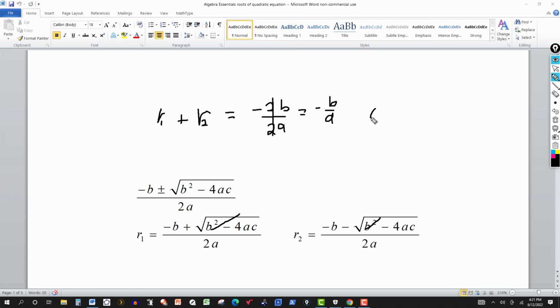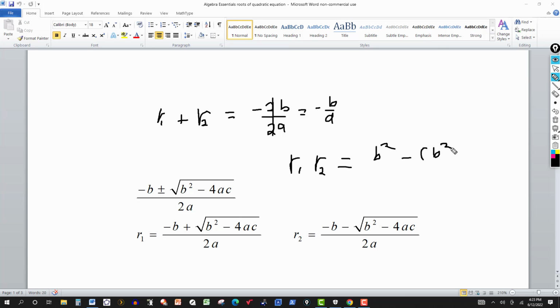Now the product, R1 times R2. If you take the product of the two roots, now we just multiply these out. So notice it's minus b plus the radical and minus b minus the radical. So it's just like multiplying a minus b times a plus b. It's the difference of the squares of the first and the second term, over the product of the denominators. So it's going to be minus b times minus b, that's going to be b squared. And on top it's going to be minus the radical times the radical, which is the same thing as squaring the radical, so that just eliminates the radical.